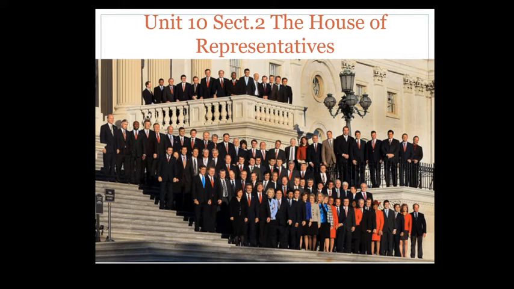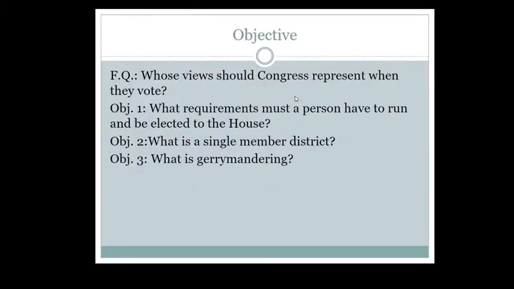So if you look here, this is a lot of different members of the House here on the steps of the Capitol building in D.C. In this one, we're going to be talking about the House specifically, not really so much the Senate. Our objectives are as follows. What requirements must a person have to run and be elected in the House? Objective 2, what is a single-member district? And then objective 3, what is gerrymandering? So those are our objectives specifically.